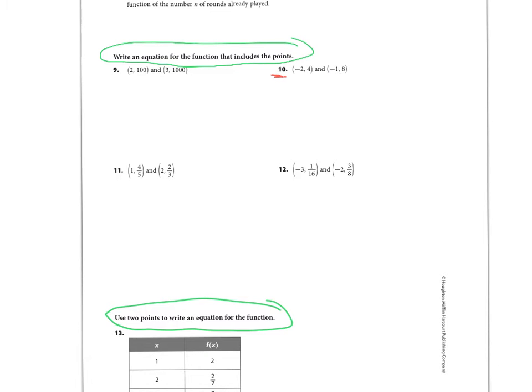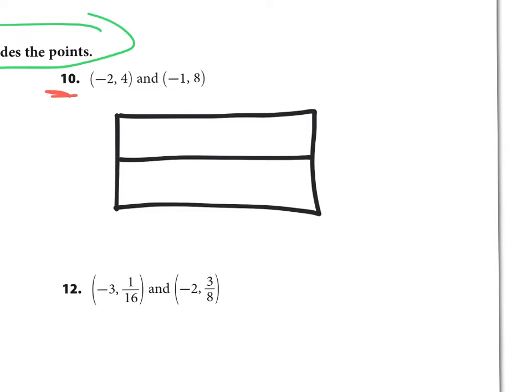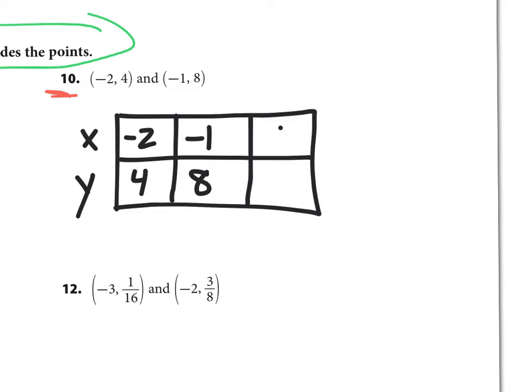This is problem number 10. Write an equation for each function that includes the points. So they give it to us as points. Personally, I prefer a table, so I'm going to make it as a table to read. Like this is x, and then this would be your y. So at -2, it's 4. At -1, it's 8. But I have to have the 0 term here in order to write it as a times b to the x, because again, that's my 0 term. So putting it in a table form helps me.